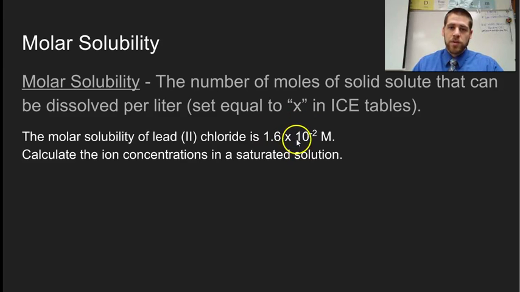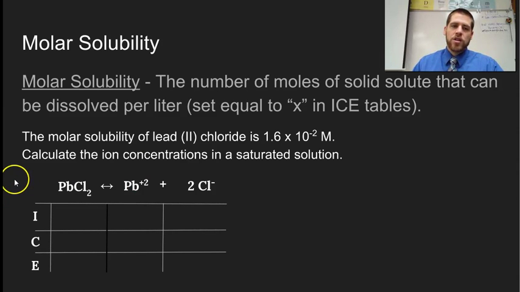That's different from the Ksp because the Ksp is the product of the two ion concentrations. And they're definitely related, but they're not the same thing. Let's start by writing our dissolving equation, and we can set up an ICE table. Now you don't really need a full ICE table, but I'm going to go through one anyway.